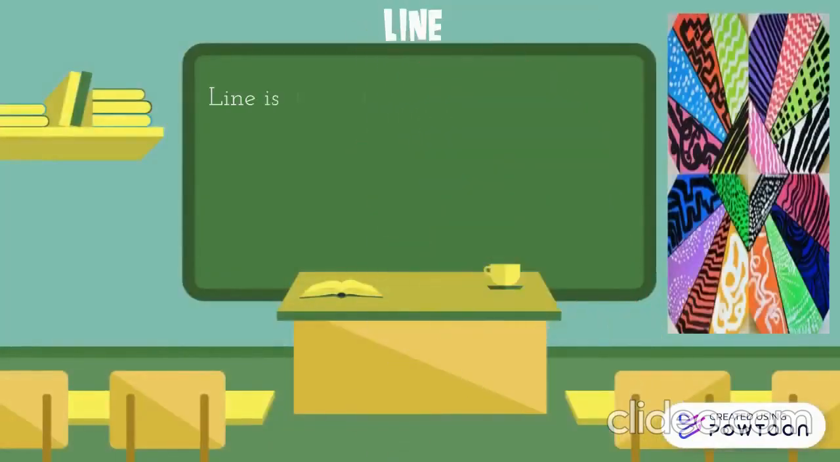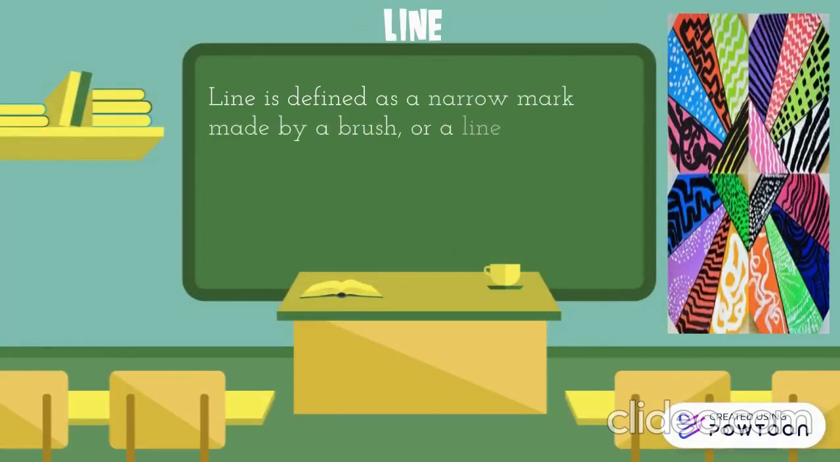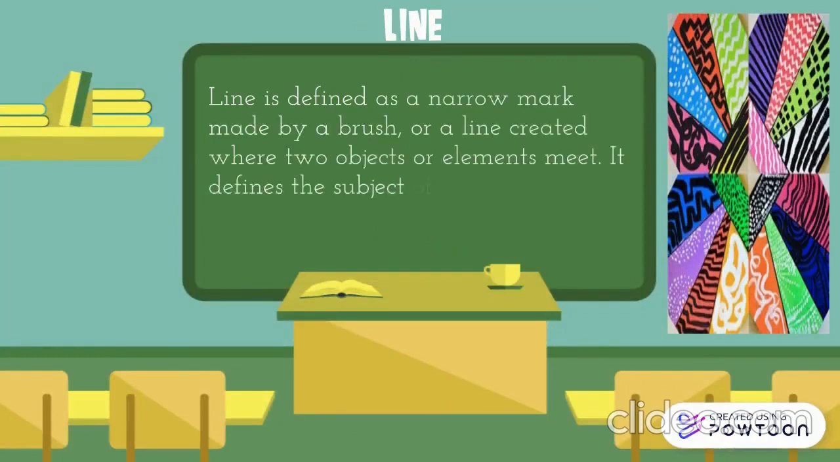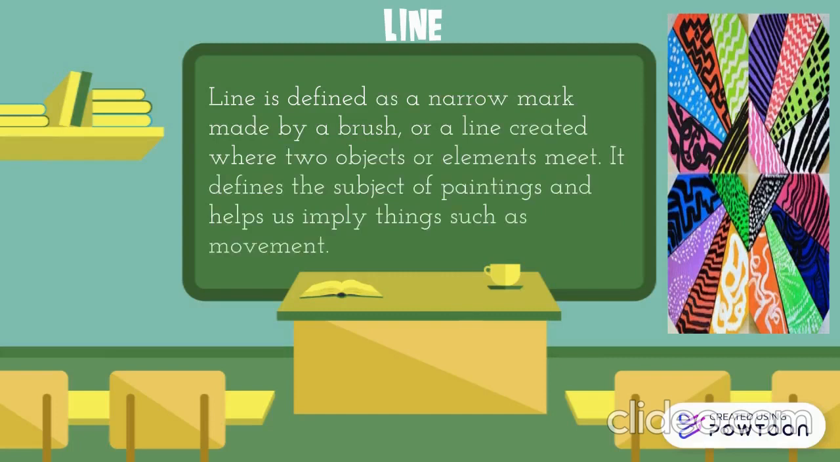Line. Line is defined as a narrow mark made by a brush or a line created where two objects or elements meet. It defines the subject of a painting and helps us imply things such as movement.